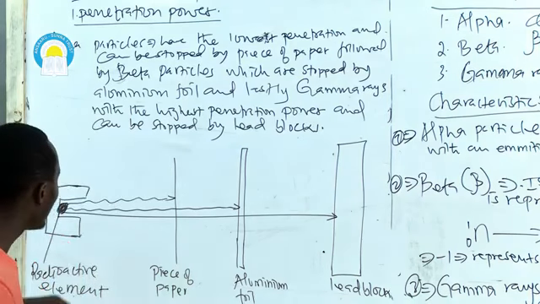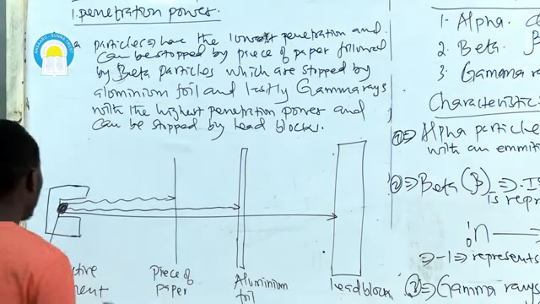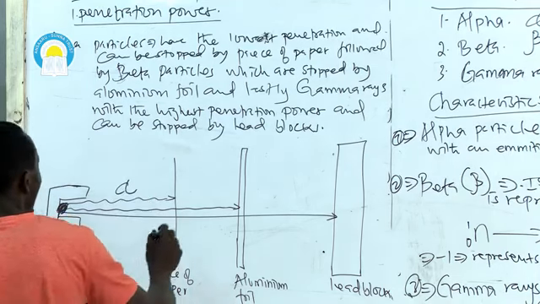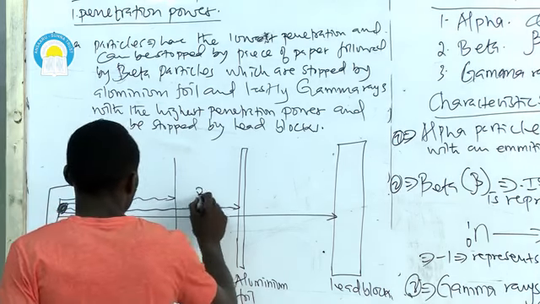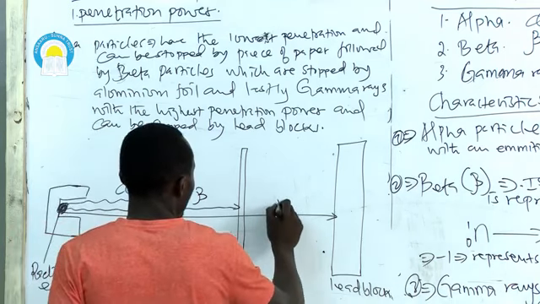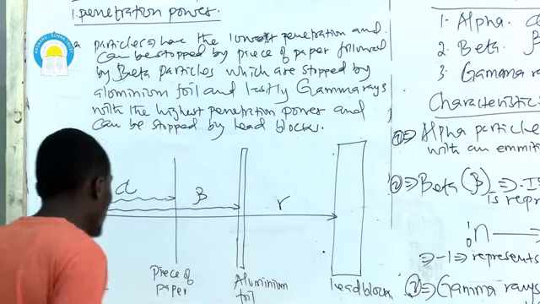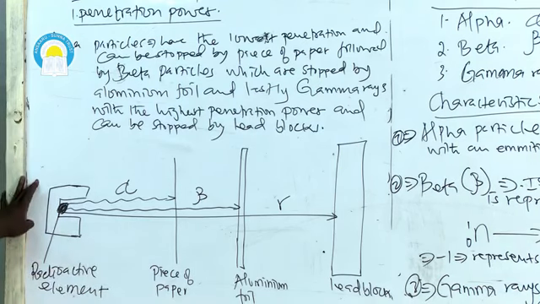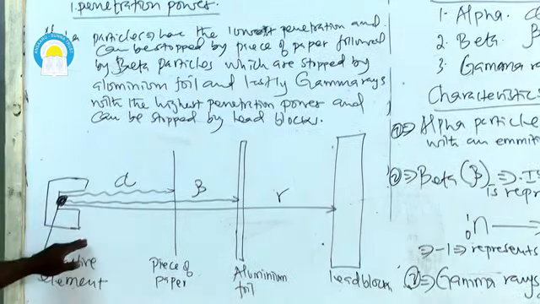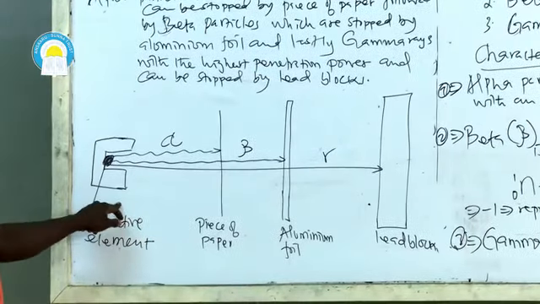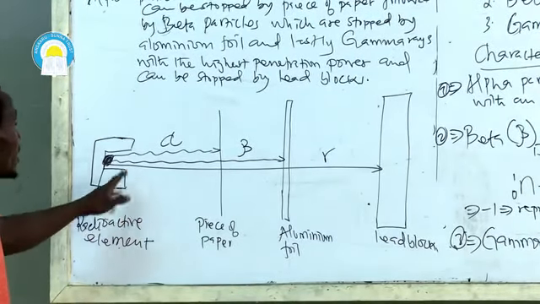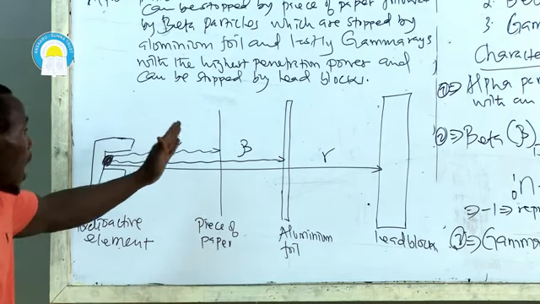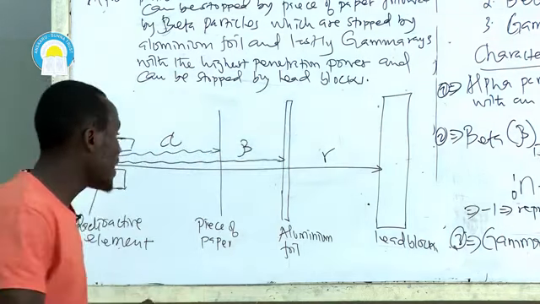The one that is stopped here represents the alpha particle, then this one represents the beta particle, and this one here represents the gamma rays. So this is the representation. This one here is a radioactive element. As it undergoes radioactivity, we are making an assumption that it releases all the particles at the same time. It releases an alpha particle, a beta particle, and the gamma rays.